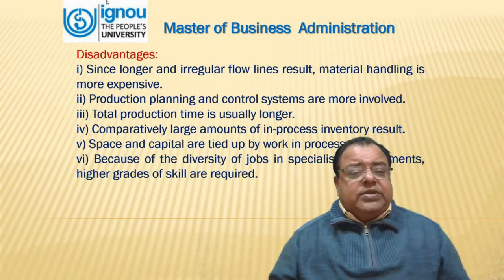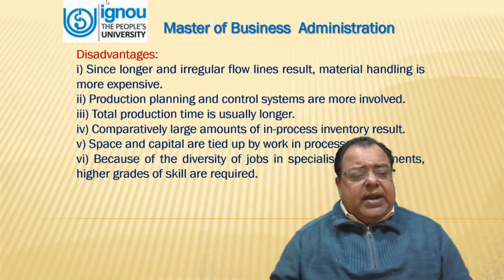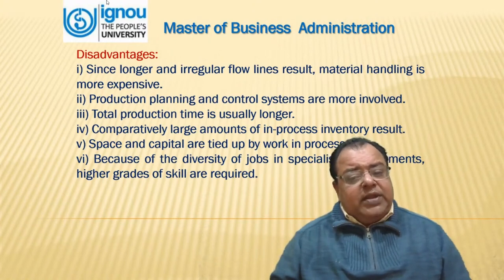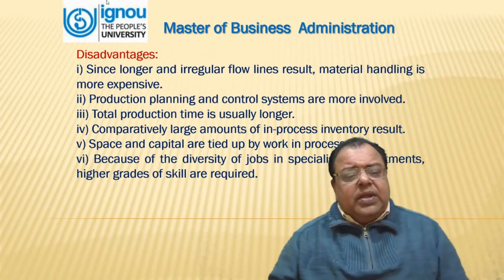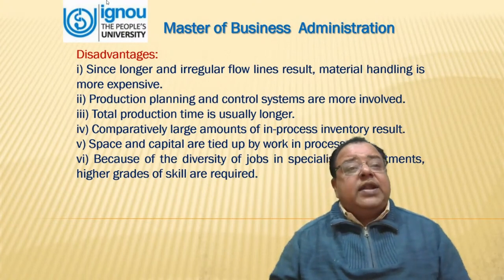Disadvantages: since longer and irregular flow line results, material handling is more expensive. Production planning and control systems are more involved. Total production time is usually longer. Comparatively, large amount of in-process inventory results. Space and capital are tied up for work in progress. Because of the diversity of the job, a specialized department and high grade of skills are required.